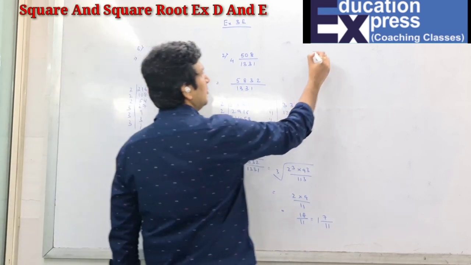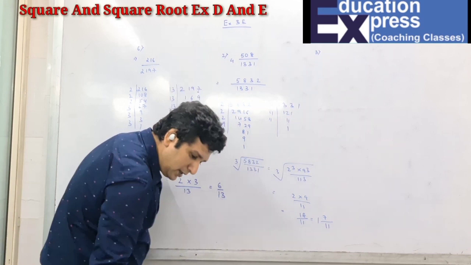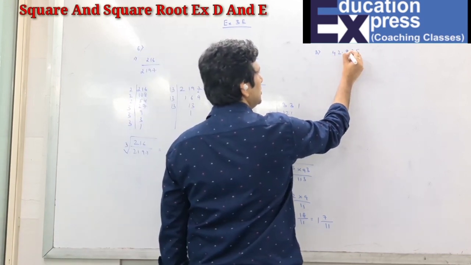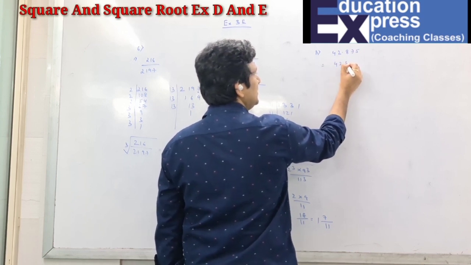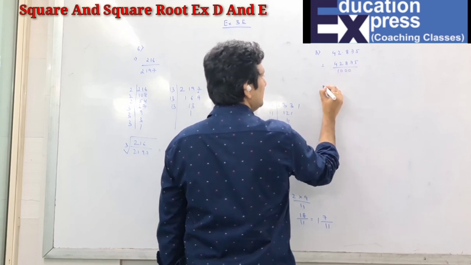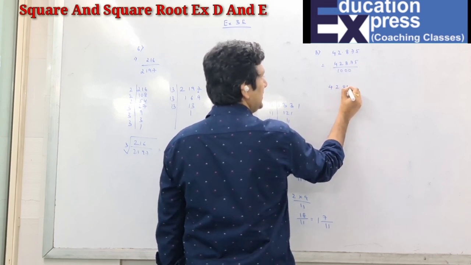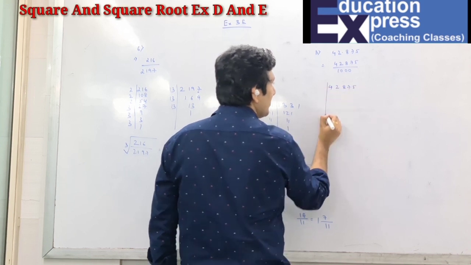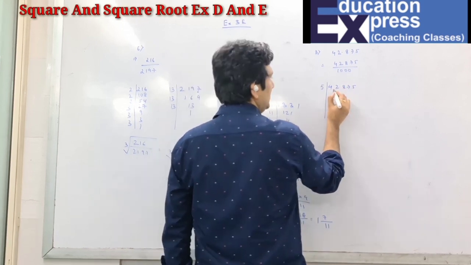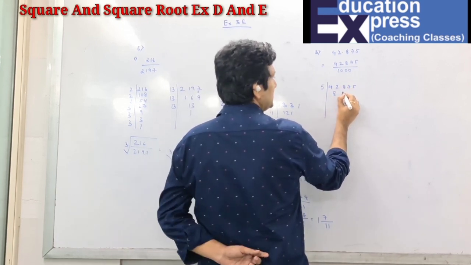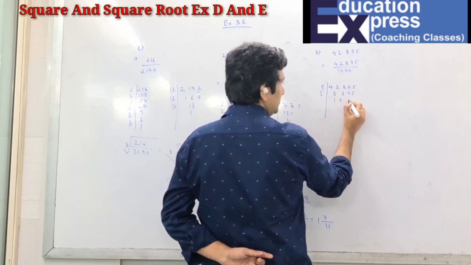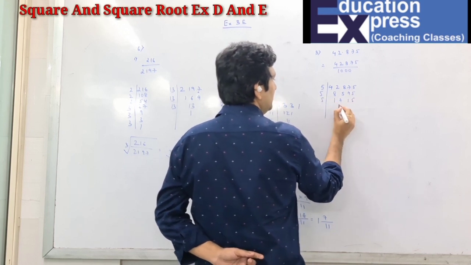Now the last sum of this exercise, 42.875. I have told you students earlier also, whenever there are decimals, please remove the decimals, so it is 42875 upon 1000. So now first find the factors of 42875. 5, 5 are 25, 5, 7 are 35, 5, 5 are 25, 5, 3 are 15.